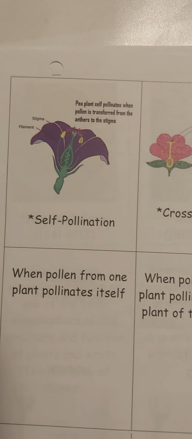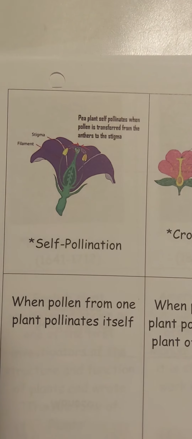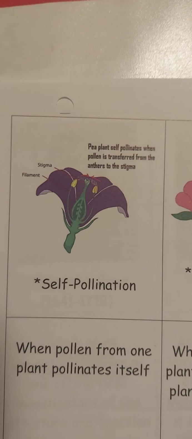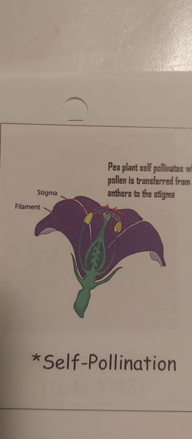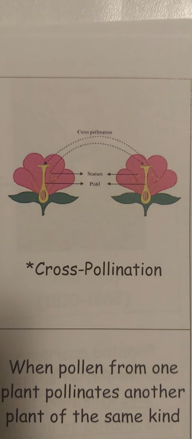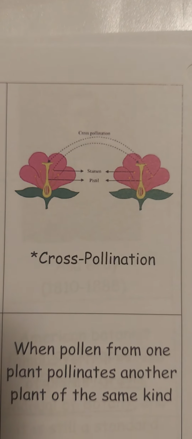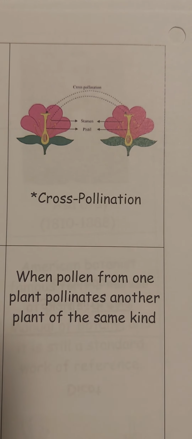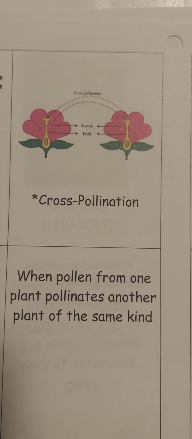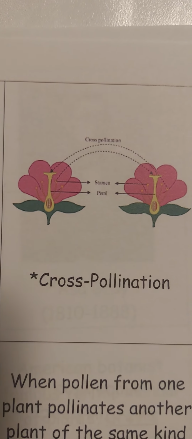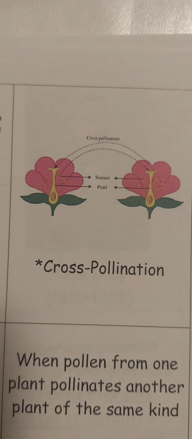Week 2, key terms. Self-pollination, when pollination from one plant pollinates itself, using the stigma. Cross-pollination, when pollen from one plant pollinates another plant of the same kind. Pollen goes onto the stamen, from the stamen to the pistil.